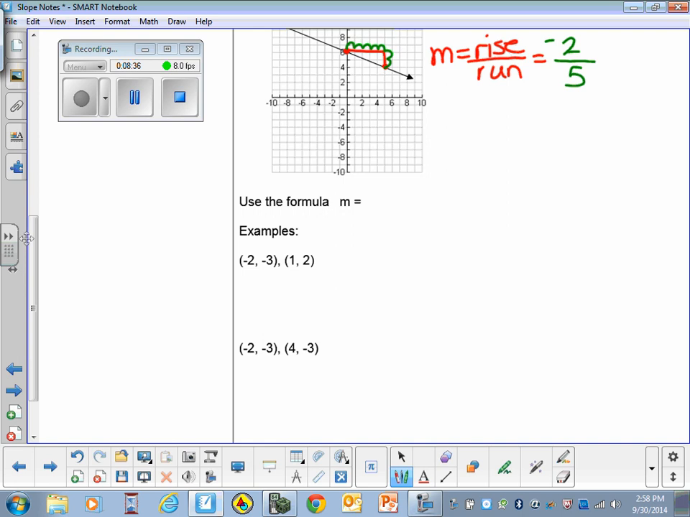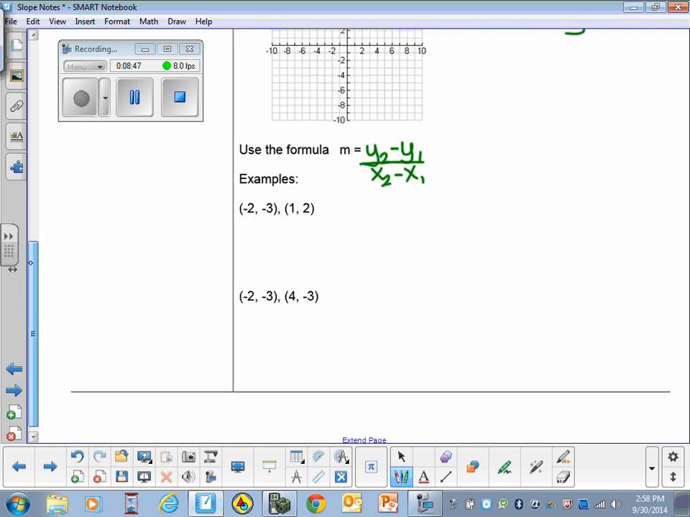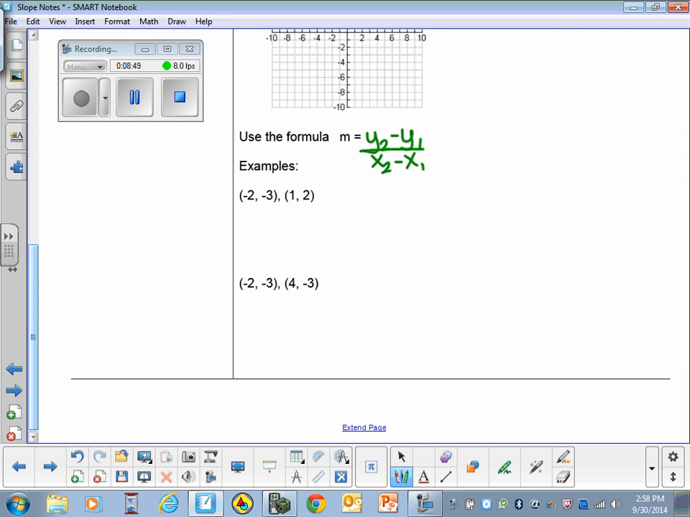The other way we find slope is using our formula for ordered pairs. y2 minus y1 over x2 minus x1. Now what I recommend you do, because they almost always give you the ordered pair side by side, is copy them underneath, because you have to go in order. Slope equals y2 minus y1 over x2 minus x1.